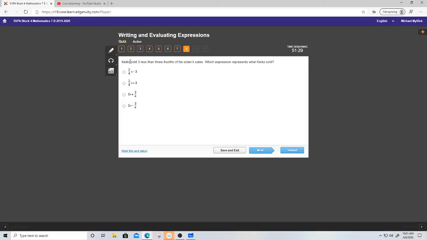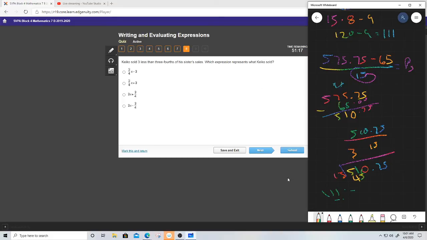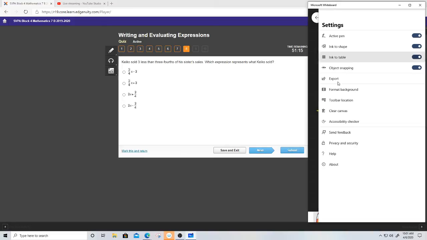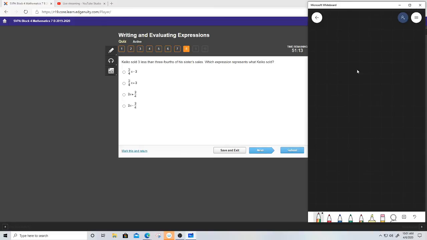Kiko sold 3 less than 3/4 of his sister's sales. All right, I like this one. Which expression represents what Kiko sold? So why do I like this one so much? Because this one makes you pay attention, don't mess up, and it's kind of easy if you just pay attention. So what I'm going to do is I'm just going to write it as I go.